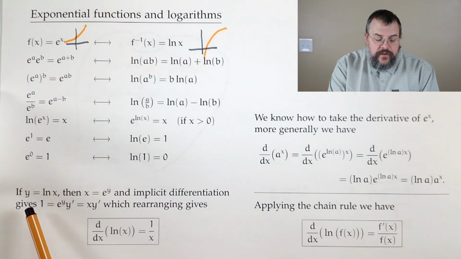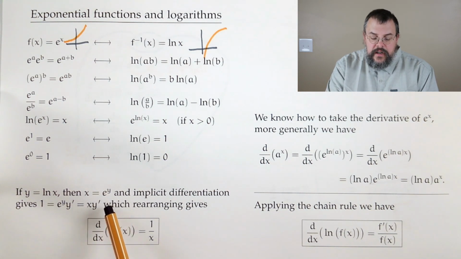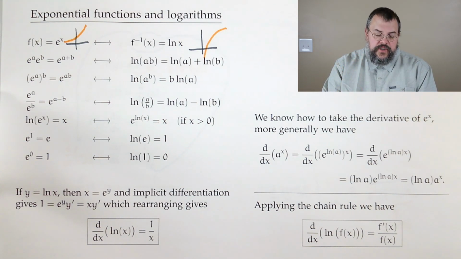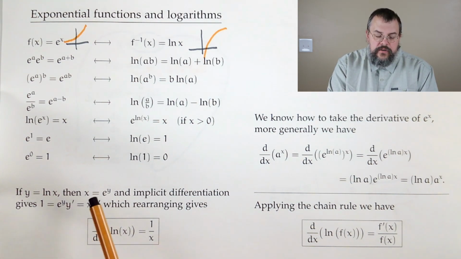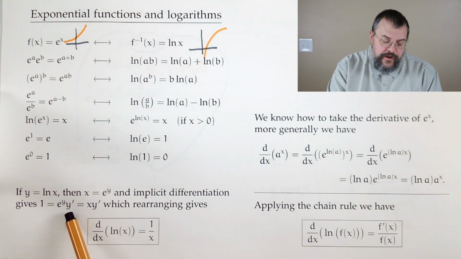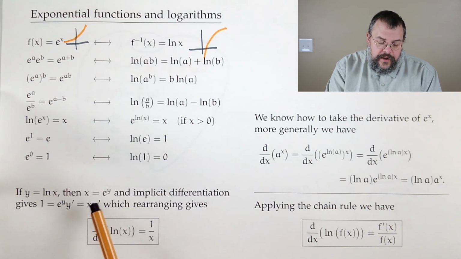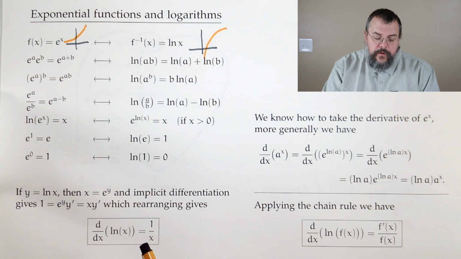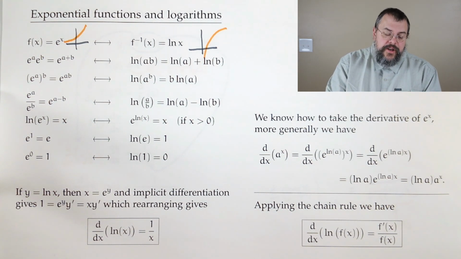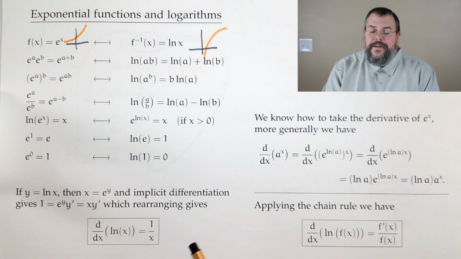Let's run this through. If y is the natural log of x, then x is e to the y. So we're doing that switch of roles in implicit differentiation. The derivative of x is 1. The derivative of e to the y is e to the y times y prime, which is, of course, a fun way of saying dy/dx. We say, aha, e to the y is x, and therefore we come to the really beautiful answer: the derivative of the natural log of x is 1 over x.